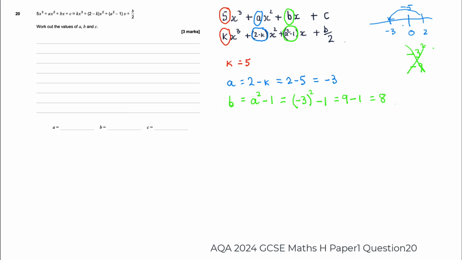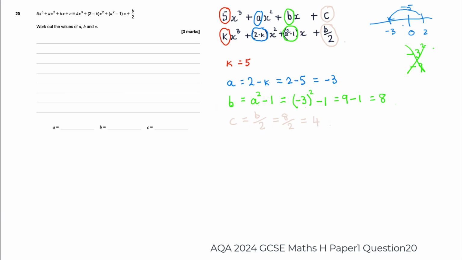So this is great. Let's get a different colour onto this. What can we do now? Let's do a pink. C is identical to b over 2. C is identical to b over 2. And what is b? It's 8. So that's 8 over 2, which is 4.